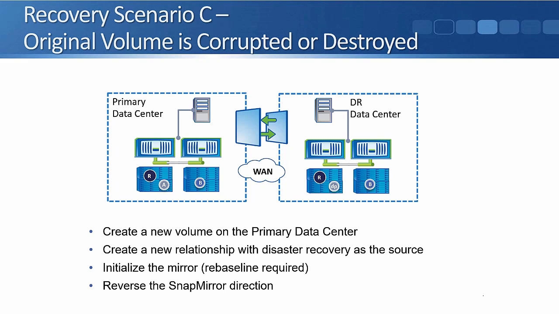So the order of operations would be to get your replacement storage system in the primary data center, do all the initial configuration on there, and then create a new volume on there. Then create a new relationship with the disaster recovery site as the source, initialize the mirror. We're going to have to do a new rebaseline here, and then reverse the SnapMirror direction after this when we want to make the primary data center the writable copy again.